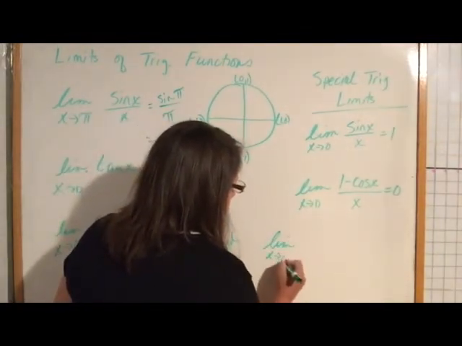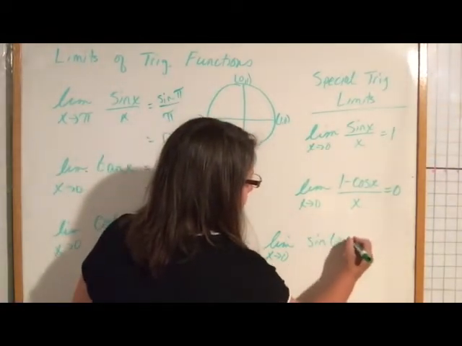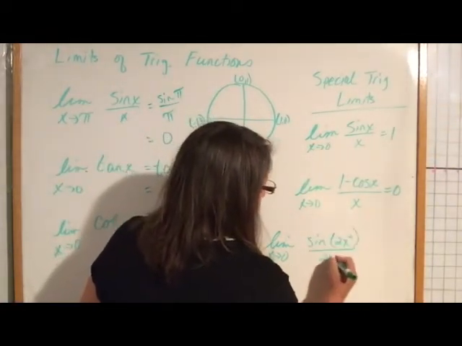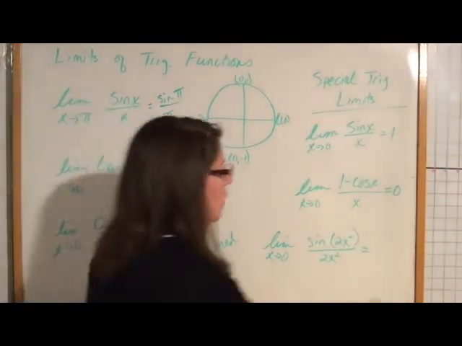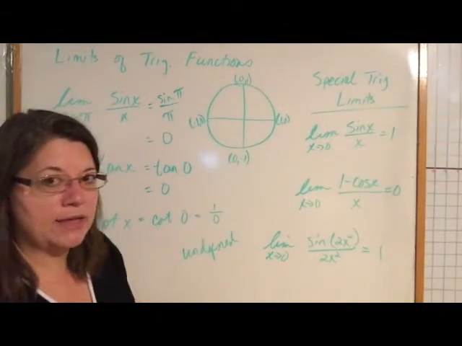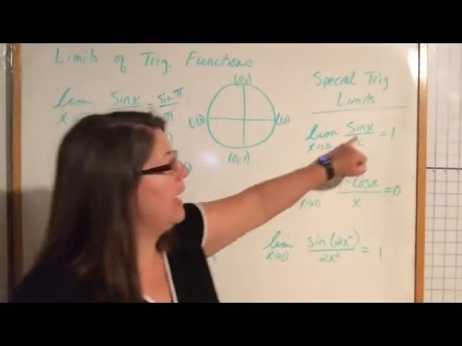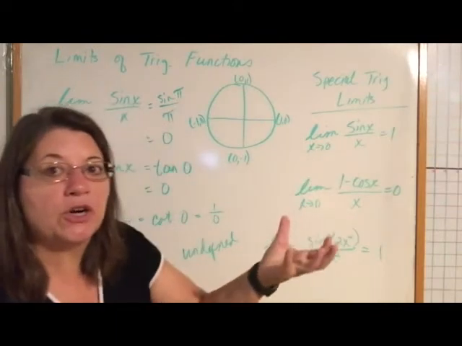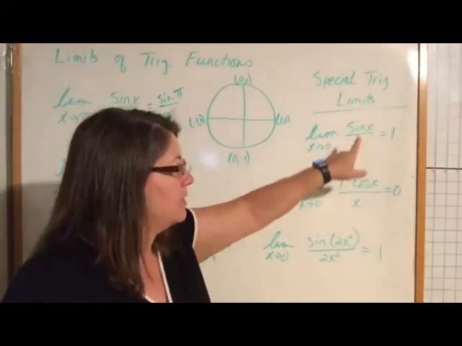x approaches 0 of sine 2x squared over 2x squared, that limit is still 1. Now, you might say, why? That doesn't say x over x. Well, it doesn't have to. Remember, x is the function, it's some function, okay? So it doesn't have to be x in order for that to work.